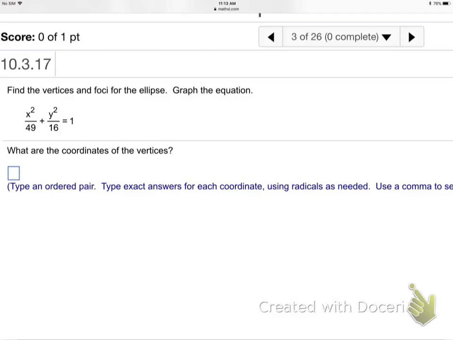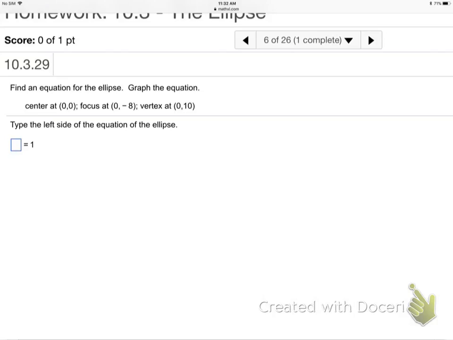Okay, there it is. So number 3. Wait, 6. I'm not sure what happened. Let me try that again. There we go. Number 6. Okay, find an equation for the ellipse. Center 0, 0, focus 0, -8, vertex 0, 10.